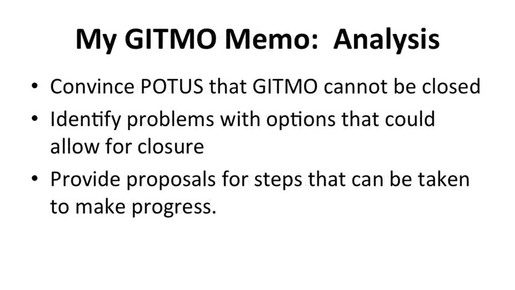All right, so what did I do for my analysis? My goal was to convince the President of the United States, POTUS, that Guantanamo, GITMO, couldn't be closed during his term of office. That's against where he wanted to go, but I wanted to explain that. I wanted to identify possible ways that he could still close Guantanamo, but explain to him what those problems were. And then finally, I didn't want to throw up my hands and say, there's nothing you can do, Mr. President, tough luck. I wanted to provide proposals at the end that he could advance so he could make progress on his ultimate goal of closing Guantanamo. So those are my strategic aims in this section.